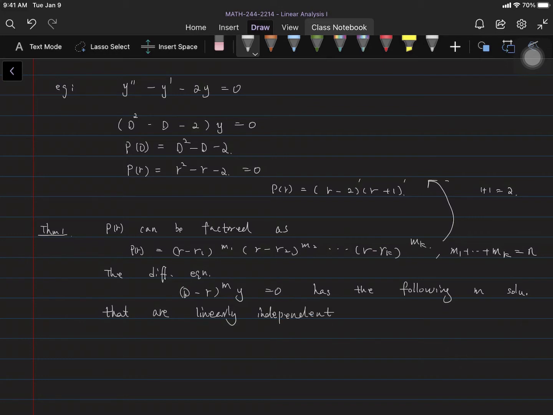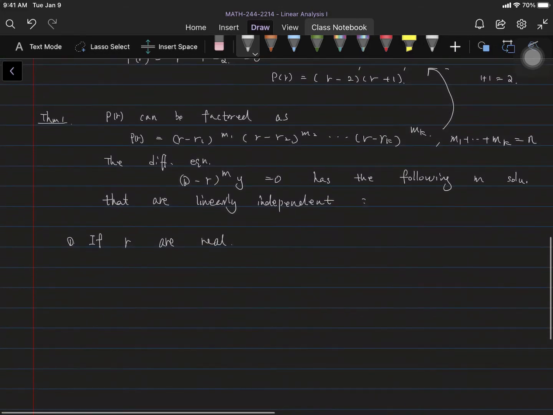So let's see. We have several cases here. If all the r are real, so the solutions are what? e to the rx, and x e to the rx. In general, x to the m minus 1 e to the rx.